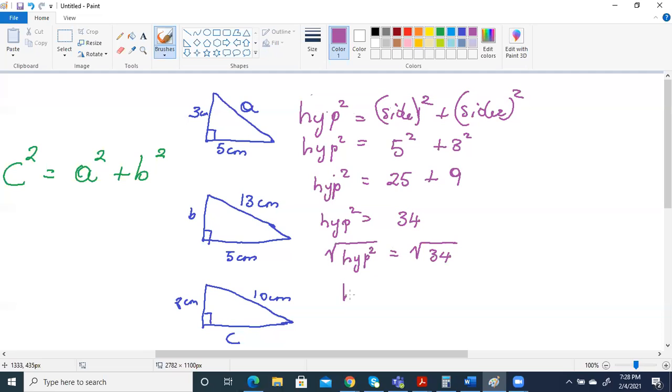So you would end up with a hypotenuse, which is what you want to find, equals, if you just plug in the square root, just touch the square root button on your calculator, and then 34, the answer is 5.8, and it is a side, so it's centimeter, 5.8 or 5.83, that's the answer.